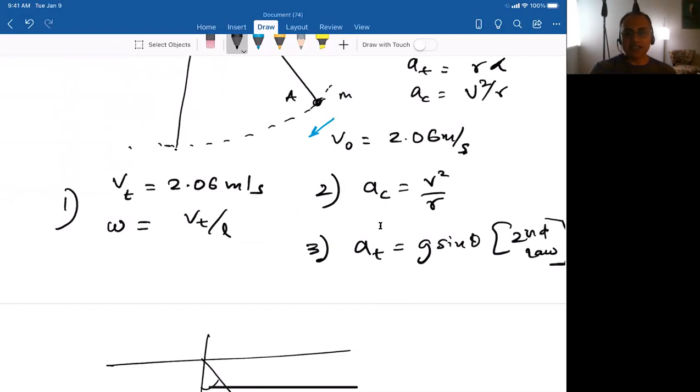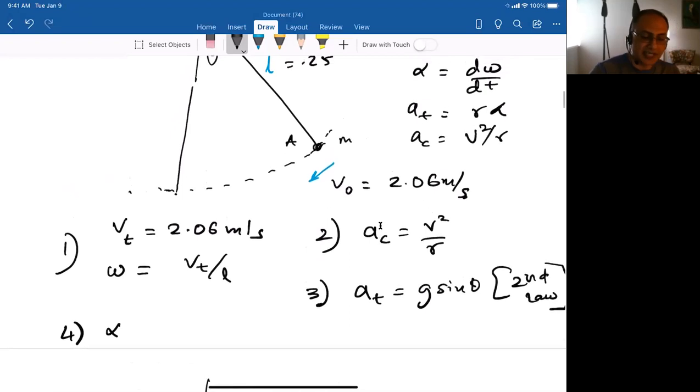So we have the bob's tangential acceleration, that's part 3. Part 4 is asking for its angular acceleration, alpha. So how would I find alpha if I know its tangential acceleration?